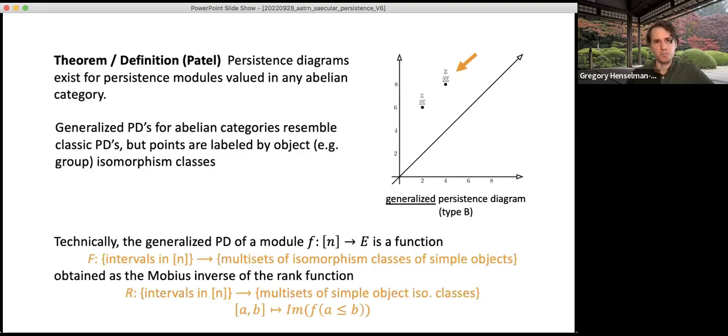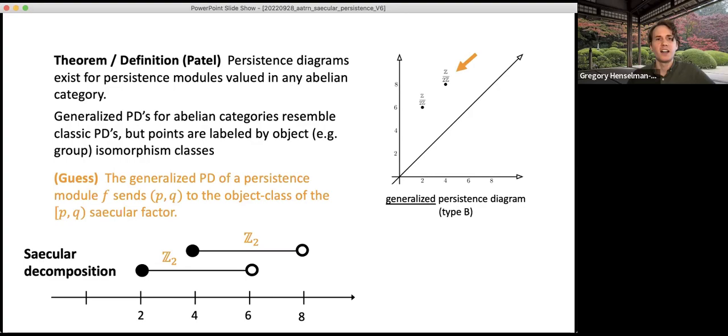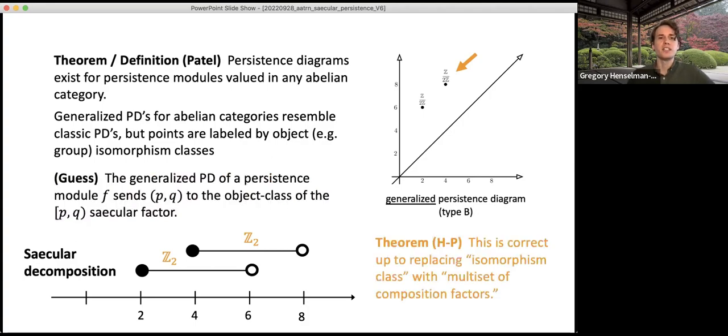And you might hope that if you have a persistence diagram of abelian groups, that might correspond to a secular decomposition, where the objects in each interval module correspond to the objects in the persistence diagram. And this is almost true. You need to loosen things up a bit: it's not necessarily going to be the case that you'll take the isomorphism class of the objects in this interval, and that'll correspond to this isomorphism class. But if you take the composition factors, the multiset of simple objects associated with this interval, then that multiset is indeed the decoration that you're going to put on each point.